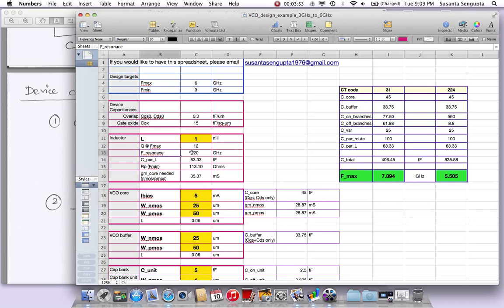It all depends on what kind of technology you have and what the parasitic capacitance is and all. 20 gigahertz of self-resonance might be a little bit too high. It might be 12, 15 gigahertz. So it doesn't really matter so much, but for now I'll just go ahead and change it. Maybe a realistic number is 15 gigahertz. Okay, so if I change it, then what it does is it calculates a parasitic capacitance value.